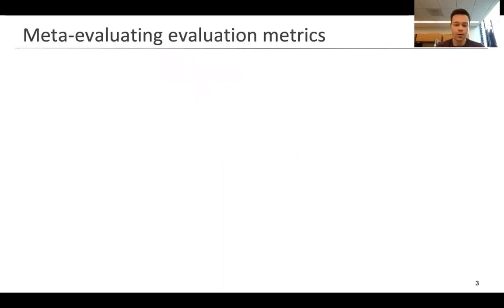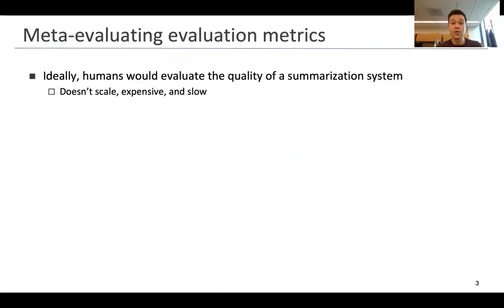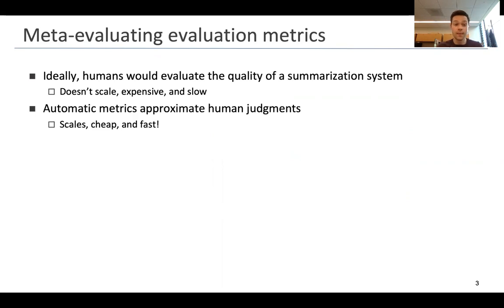So in an ideal world, when we evaluate a new summarization system, we would have humans evaluate the quality of the summaries. But we know that this doesn't scale, it's very expensive, and it's slow. And so what researchers do instead is that we use automatic metrics to try and approximate these human judgments, which addresses some of the flaws of human evaluation. But because these automatic metrics just approximate human judgments, we'd like to be able to quantify how similar they are.